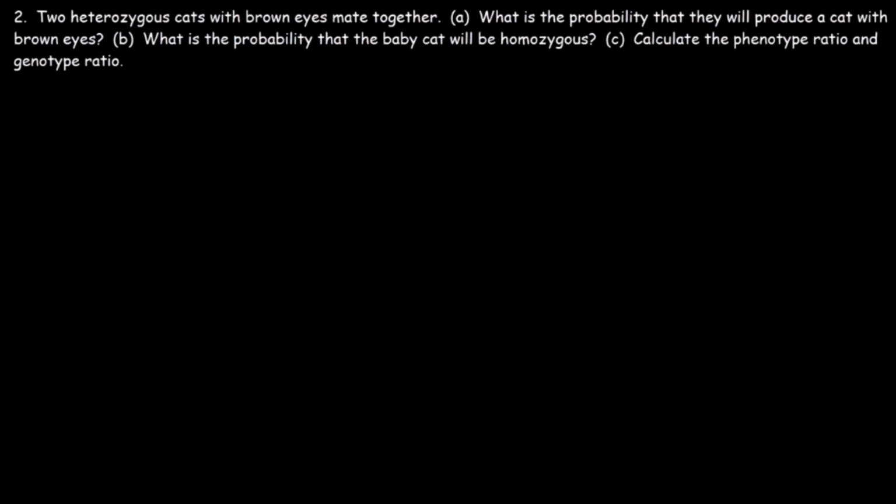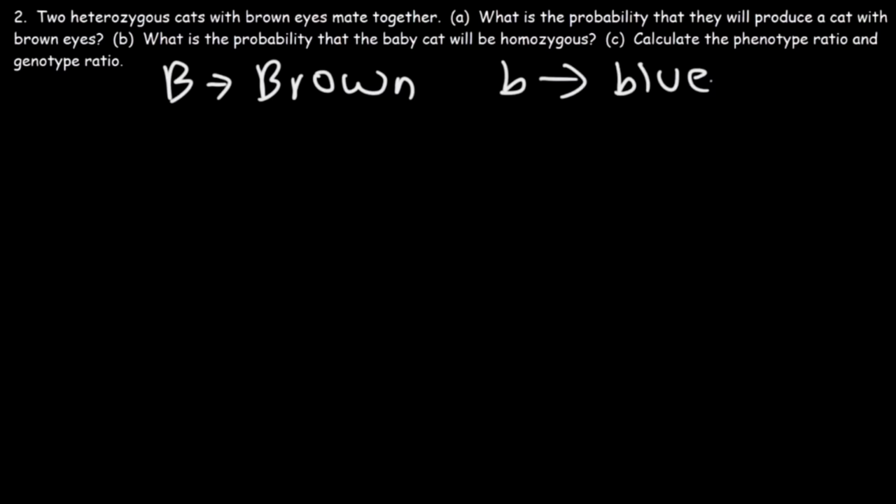Now let's work on another example. 2 heterozygous cats with brown eyes mate together. What is the probability that they will produce a cat with brown eyes? Once again, capital B is associated with brown eyes and little b is associated with blue eyes. So based on this information, calculate the probability that the baby cat is going to have brown eyes.